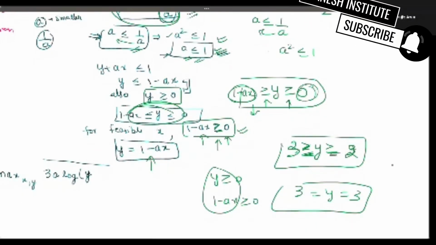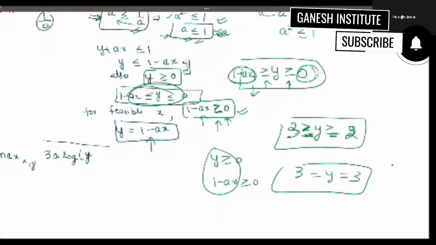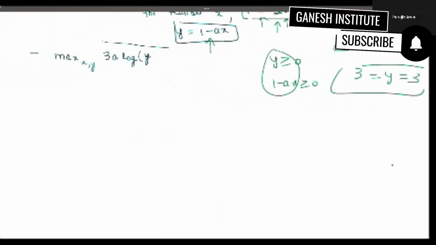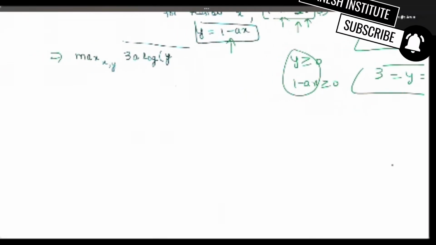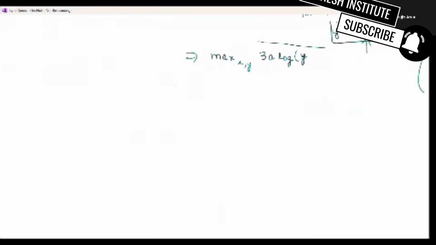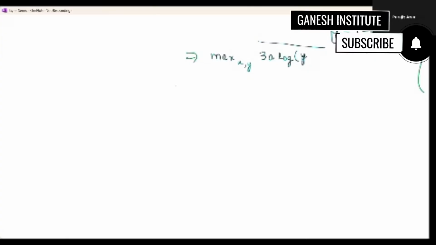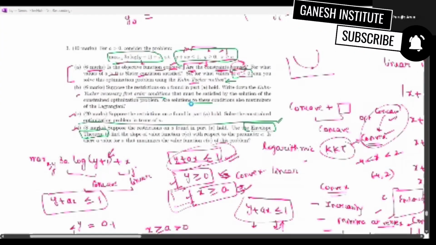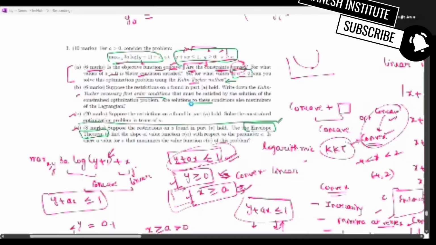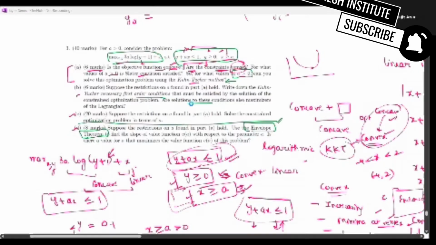Now it's time to find out the optimized value of the function, which is maximum xy. Why is it not going up? No, it's not responding. Jot this down. Function's value: maximum xy 3a log y plus 1 plus x. Noted? Yes, ma'am.